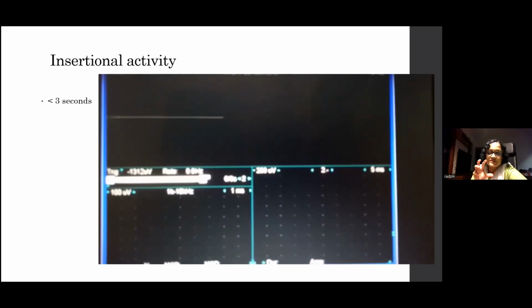So you can see that brief sound, isn't it? It doesn't really last. So when it comes up on screen, it's less than 3 seconds by definition, and it's very brief, and you can't really be sure whether it's because the needle has been moved slightly, but definitely it's not pathological.